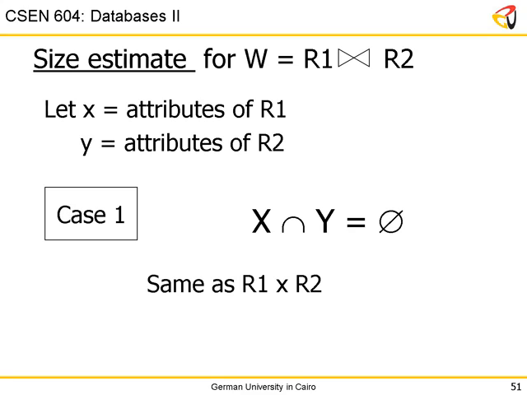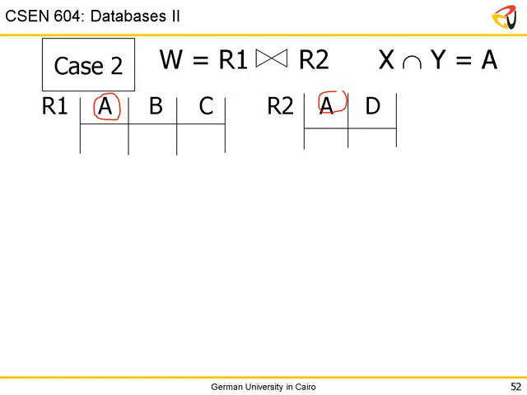If there's no intersection between X and Y, I'm really doing a cross product. We've talked about that early on. What's the estimated size of a cross product? We're just going to skip this one. It's a trivial case. Let's go to case 2.